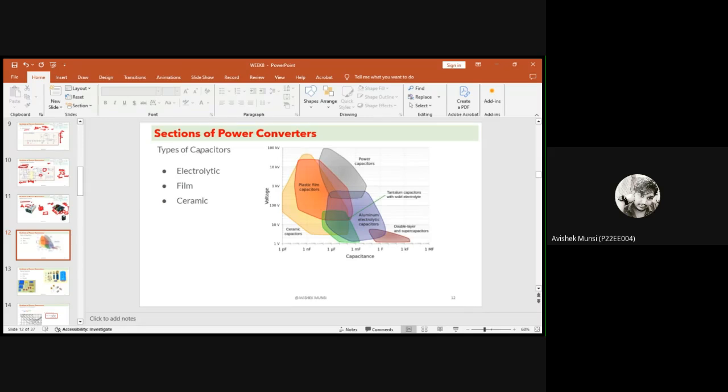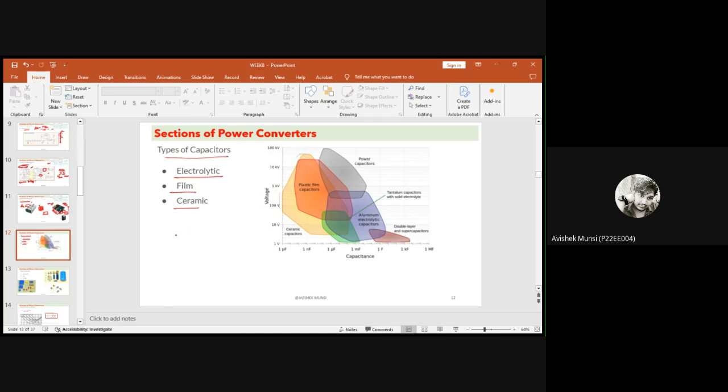But we didn't discuss capacitors. There are basically three types of capacitor: electrolytic, film, and ceramic. More capacitor types are there, the tantalum capacitors are there. They are basically sold with electrolyte. If you see this graph, this is the power range up to which the capacitors cover. The ceramic capacitors can be used for high voltage also.